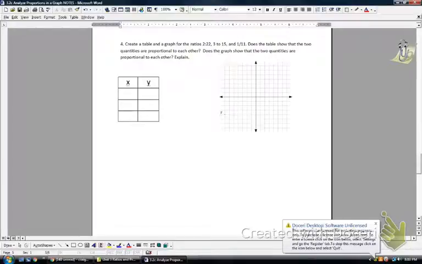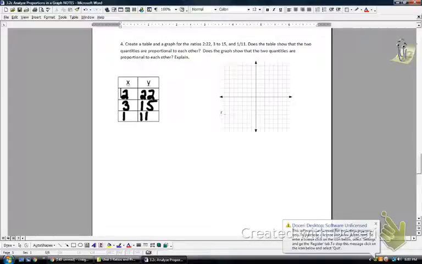All right, so let's look at our next example. It says create a table and a graph for the ratios 2 to 22, 3 to 15, and 1 to 11. Does the table show that the two quantities are proportional to each other? Does the graph show that the two quantities are proportional to each other? So when I have that, like 2 to 22, 2 is my x value and 22 is my y value. So it looks like that. Then my next ratio, 3 is my x, 15 is my y, and then my last one is that.